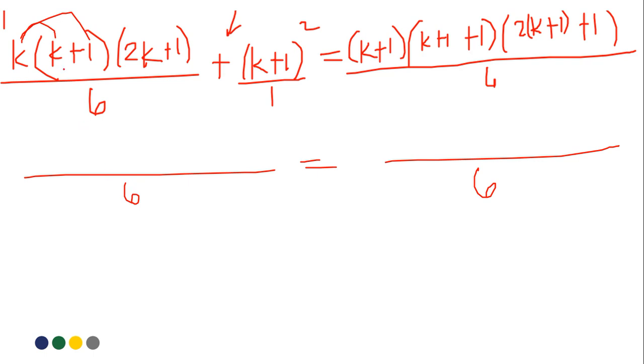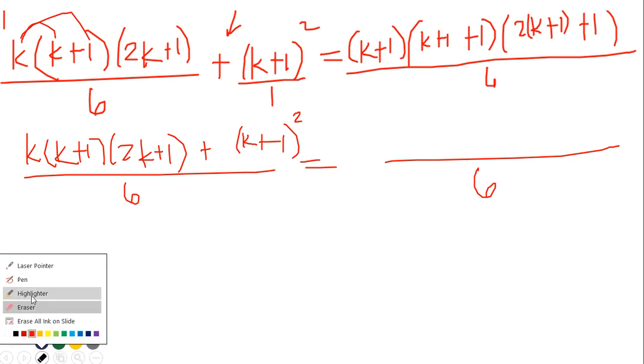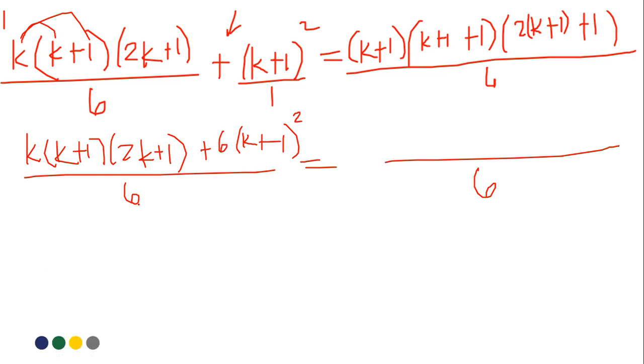So, as you can see po, meron tayong k plus 1. Then, meron tayong k plus 1 dito. So, copy muna natin to. 6 divide 6. So, k tapos k plus 1. Tapos 2k plus 1. Tapos plus 2k plus 1 squared. Ay, I mean, 6 pala yan. Wait lang. Ipapaintindi natin kung bakit naging ganyan. Okay. What is 6 divide 6?